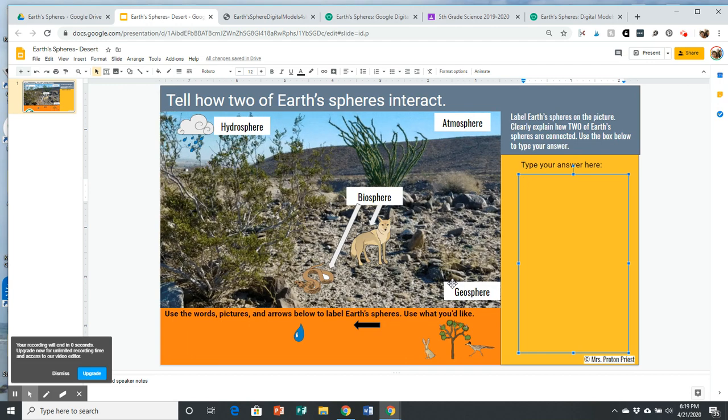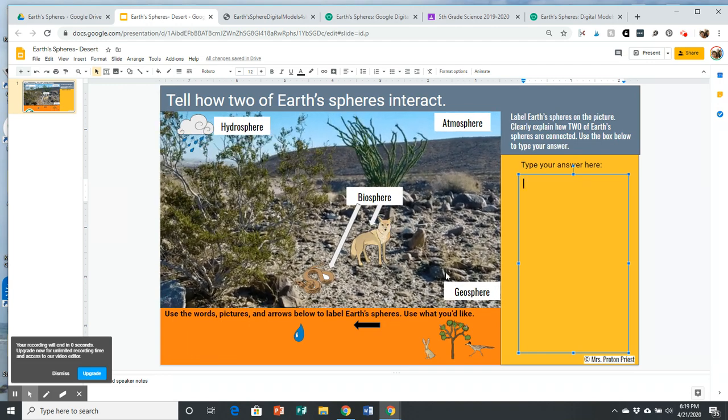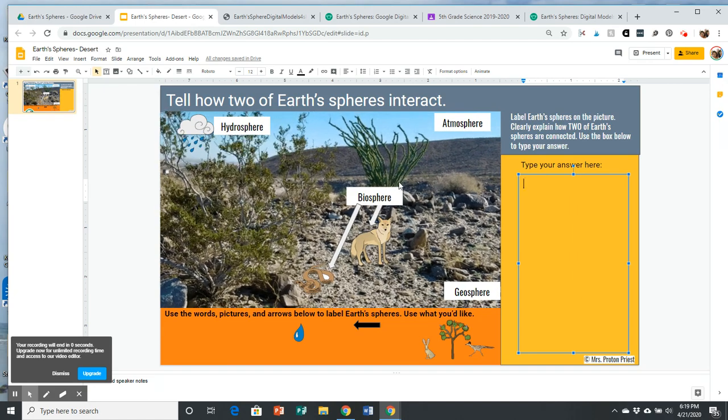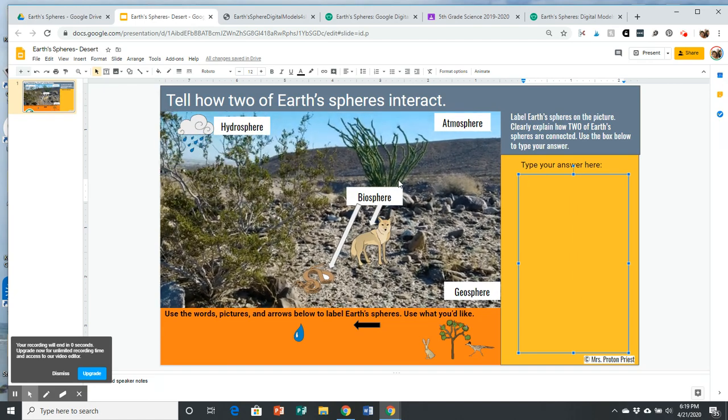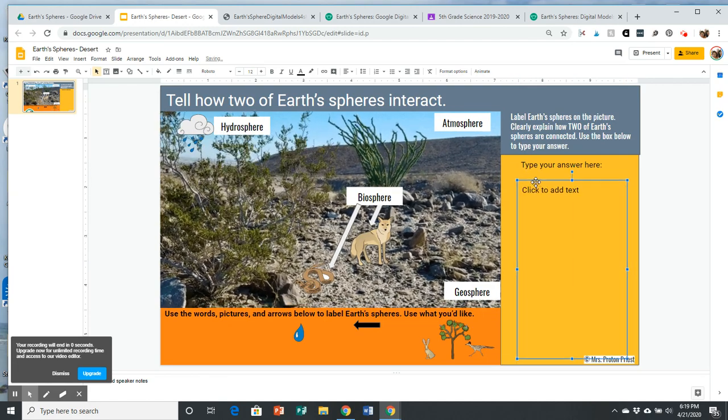You could talk about the geosphere, how these animals are camouflaged. They're part of the biosphere and they're camouflaged in the geosphere. Or you could talk about how the roots of the plants are into the ground, which are part of the geosphere. You're going to type your answer here.